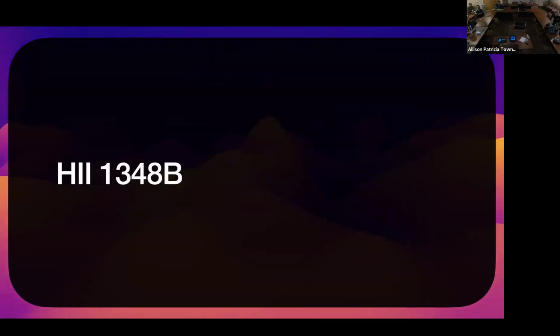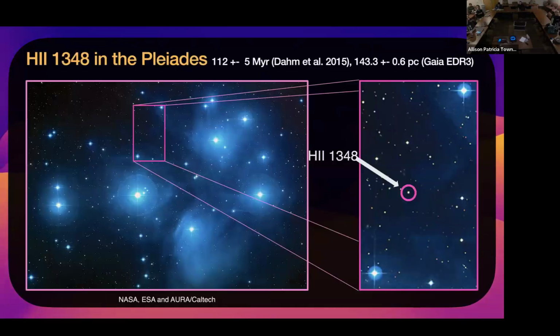And finally, I'll move on to actually talking about my project, HII 1348B. This is a triple system in the Pleiades. We can zoom in on this HST image of the field, and we find this little K-type main sequence star, which is actually a double-lined spectroscopic binary.